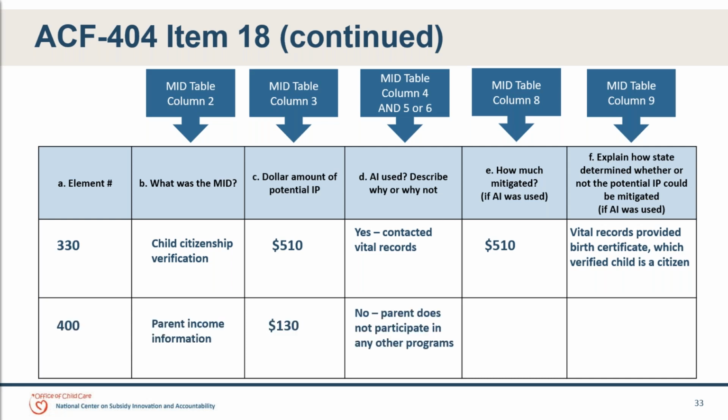One more quick example, I won't go into this one in detail, but I just wanted to show you that in this particular example, the potential improper payment error was not mitigated. So columns E and F, which ask for how much was mitigated and how, are going to be blank because you're not going to have any information on your MID table to pull into those columns.